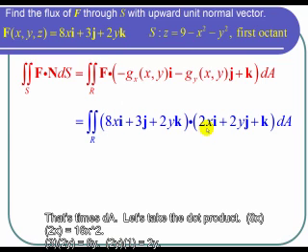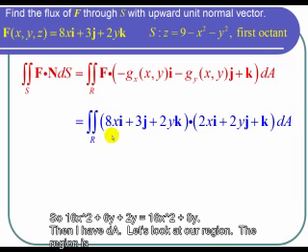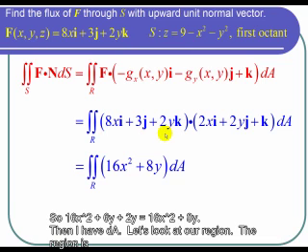So let's take the dot product. 8x times 2x is 16x squared, and 3 times 2y is 6y, and 2y times 1 is 2y. So 16x squared plus 6y plus 2y is 16x squared plus 8y. Then I have dA.